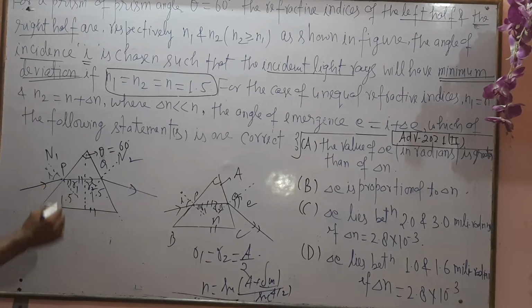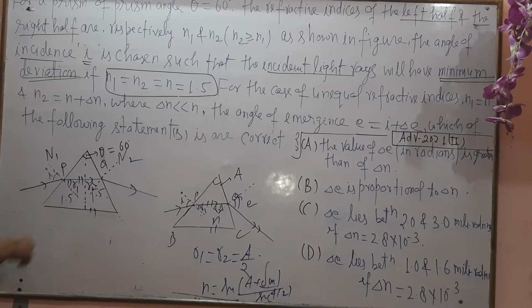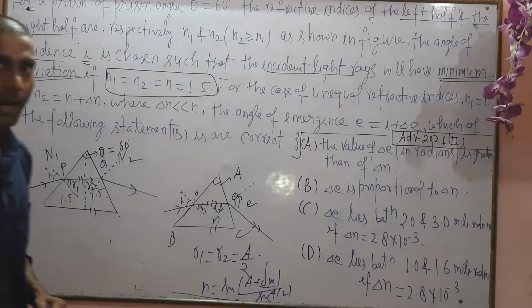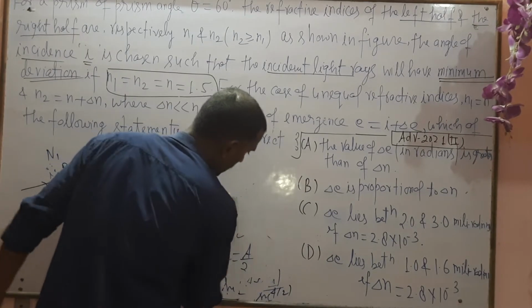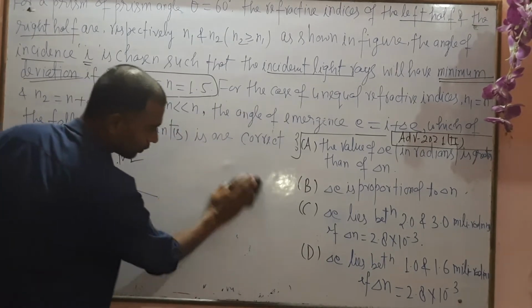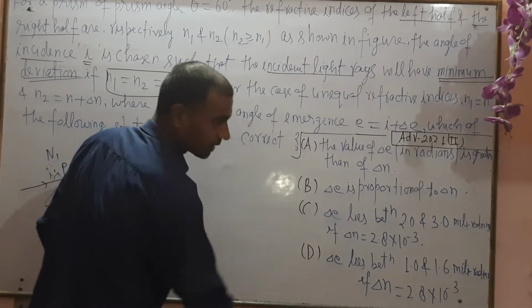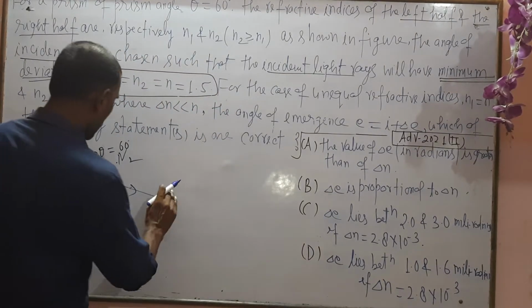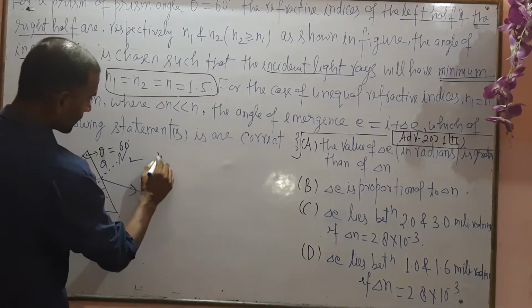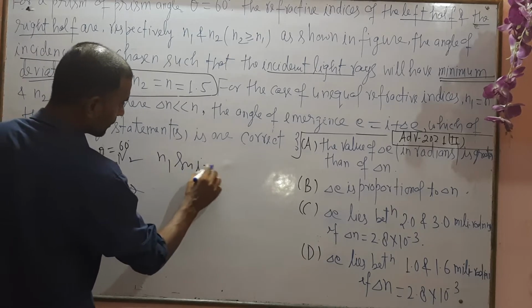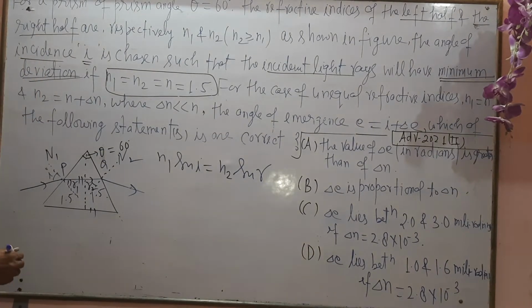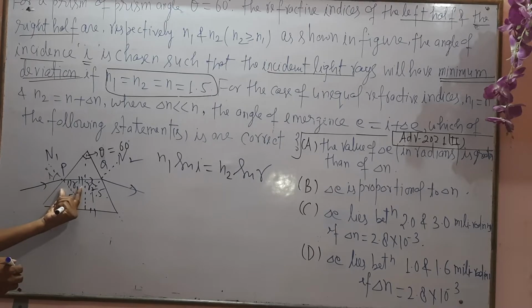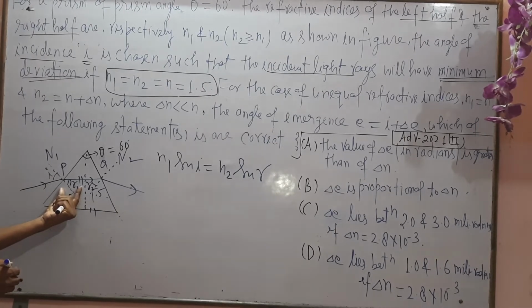Apply Snell's law at point P. Then what will be the condition for Snell's law? Snell's law will be n1 sin i equals n2 sin r. n1 sin i equals n2 into sin of r. What is n1? n1 is the refractive index of that medium, and n2 is the refractive index of that portion.